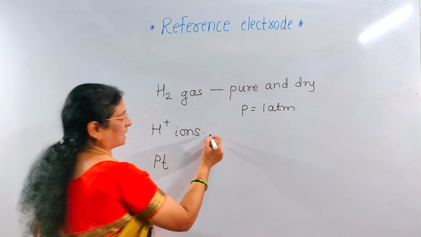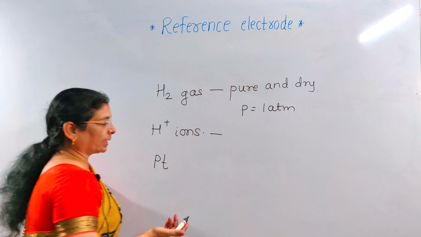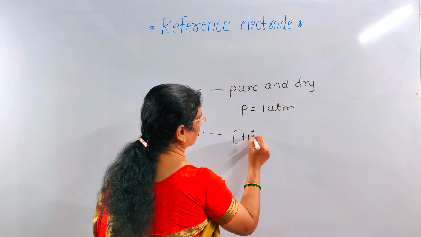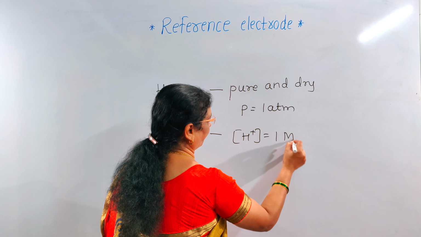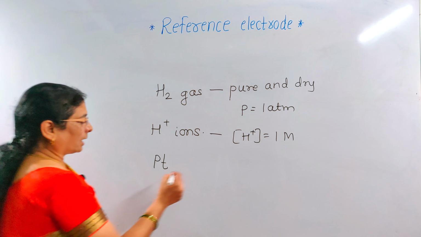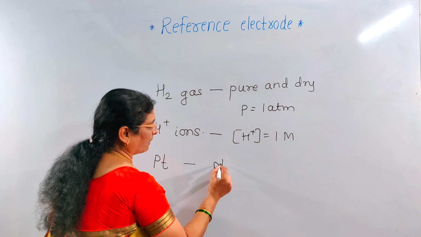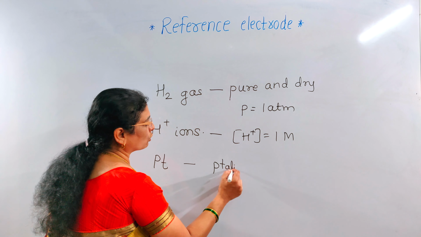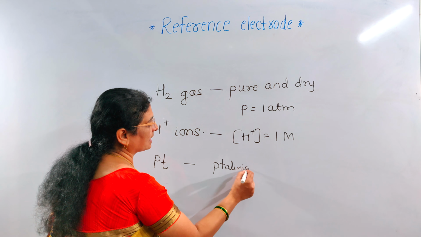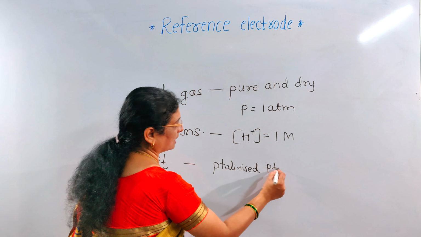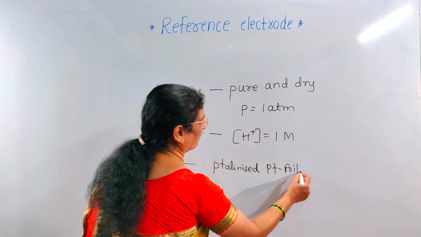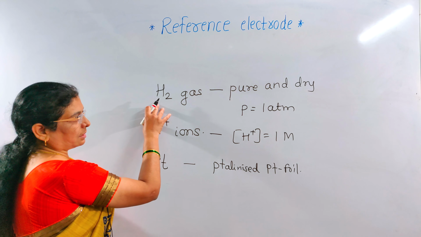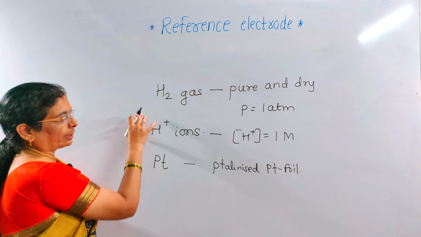The solution containing H plus ions must have a concentration of H plus ions of 1 molar. And the platinum plate must provide a larger surface area, and so it is called platinized platinum foil, or this platinum foil is covered by platinum black. By following these conditions, we can construct the standard hydrogen electrode.